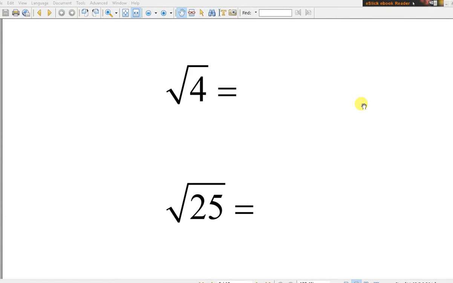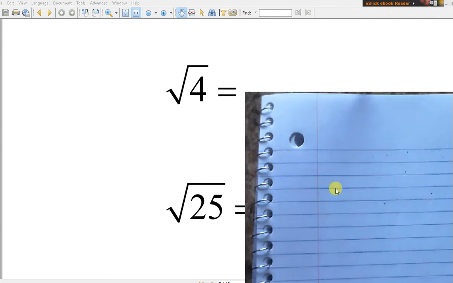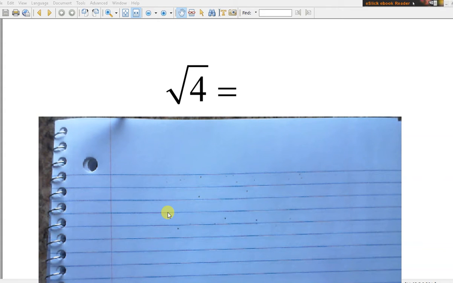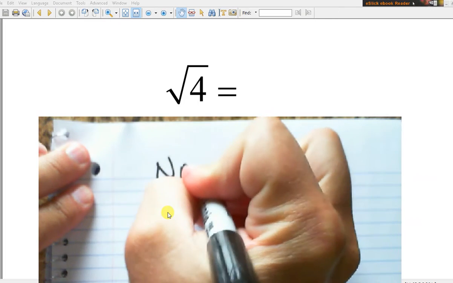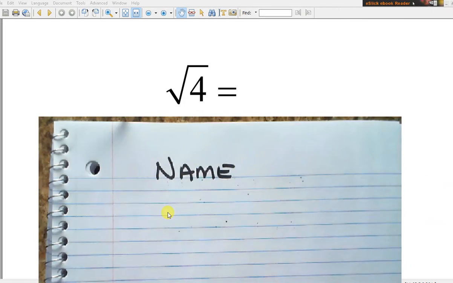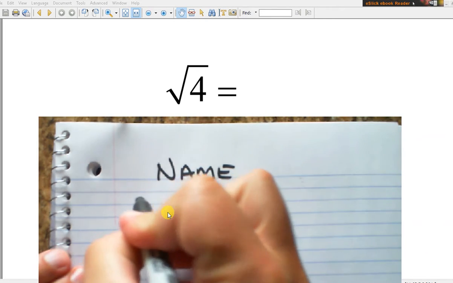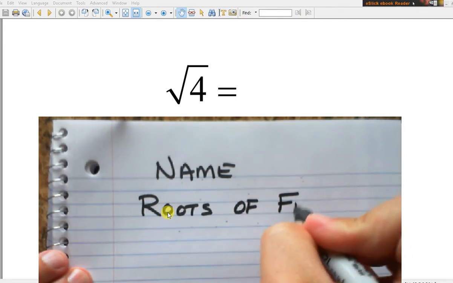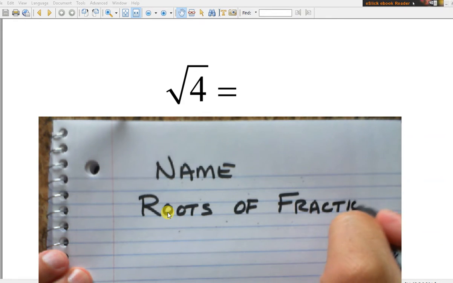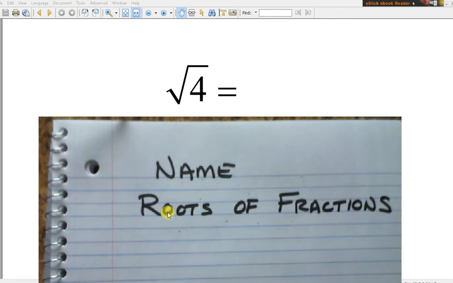We're going to go with your name. Here we go. Let me get my notes over for you. So, name. And our title is going to be Roots of Fractions.